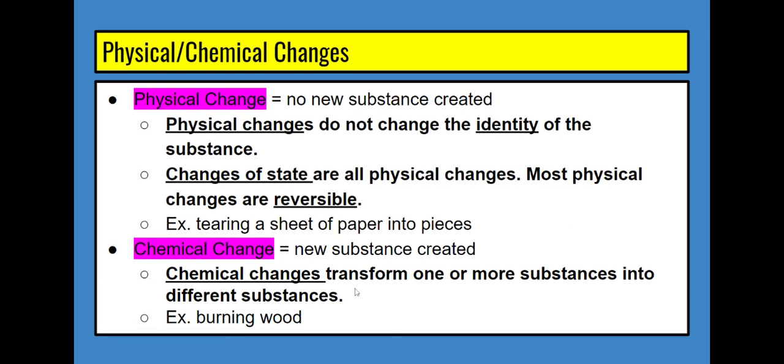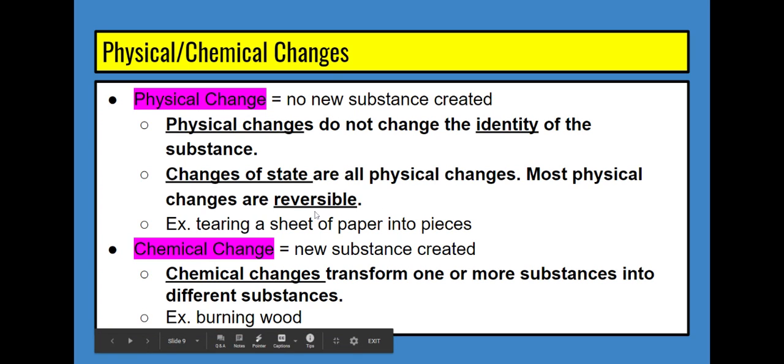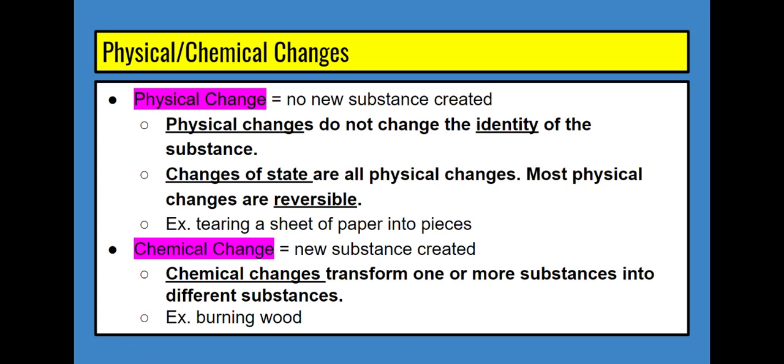Another example of a physical change is tearing a sheet of paper into pieces. So you have paper and you can tear it up as tiny as you want, but it's still paper. By tearing it in half, it doesn't change into something completely new. It's still paper. It's just a physical change.